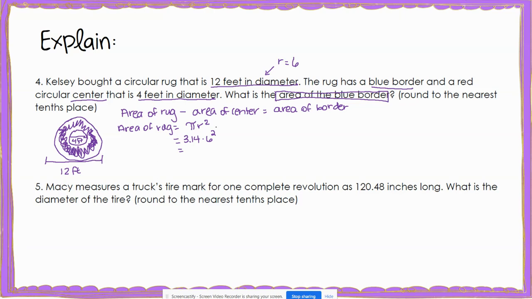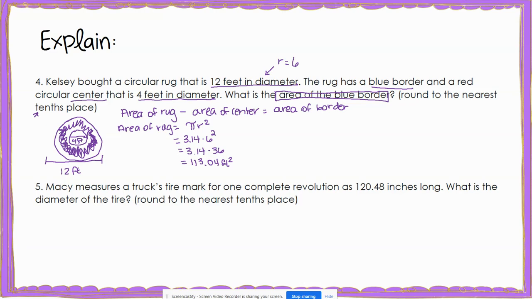Well, 6 squared means 6 times 6, which is 36. So I'm multiplying 3.14 times 36. When I do that, I'm going to get 113.04 feet squared. Now, I know that the problem tells me to round to the nearest tenths place, but I'm not actually going to round yet. I want to round once I get to my final answer. So this was the area of my total rug. So that would be the space that took up the entire circle.